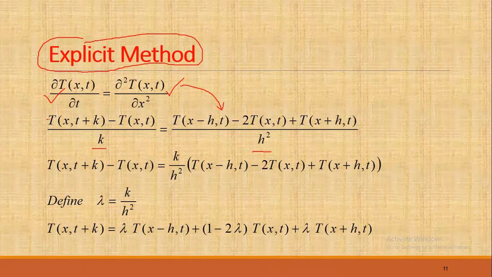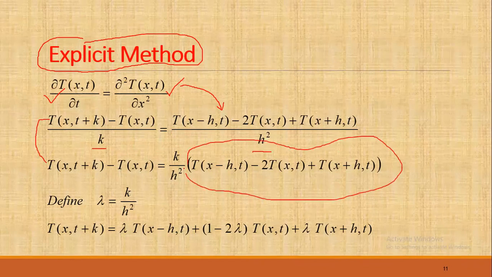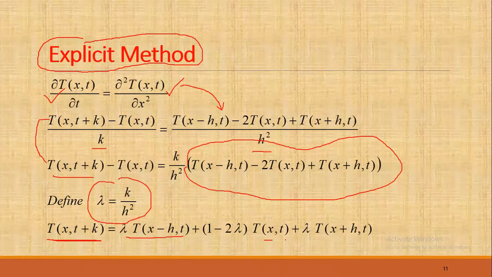So we define this term: T(x, t+k) minus T(x, t), k upon h square, then the remaining term is there. Now the k upon h square we consider as lambda. So we write this equation in the form T(x, t+k) is equal to lambda T(x-h, t) plus (1 minus 2 lambda) T(x, t), and the last one is lambda T(x+h, t).